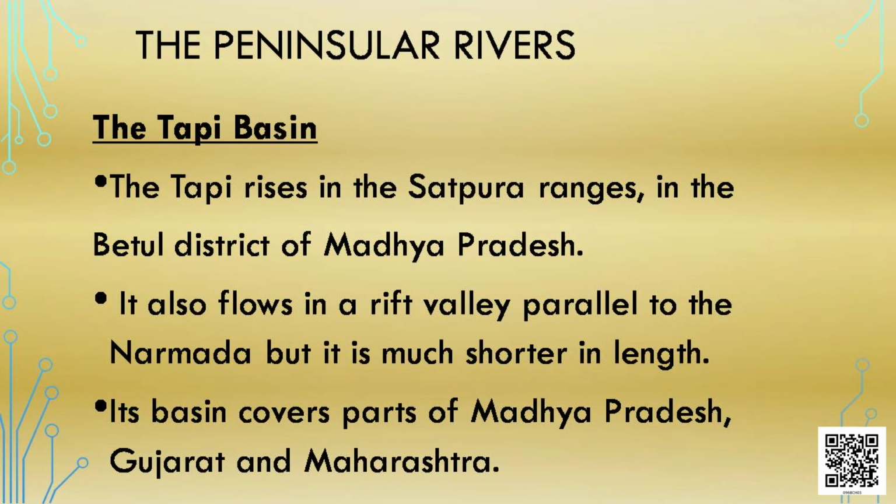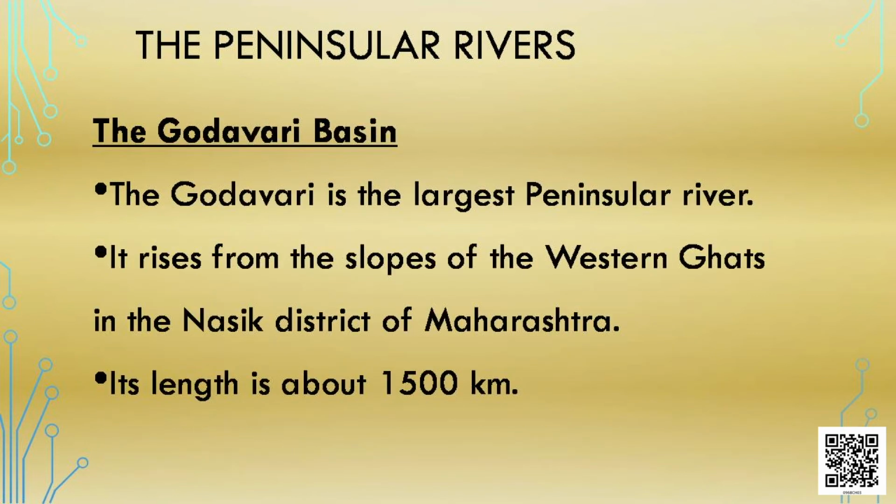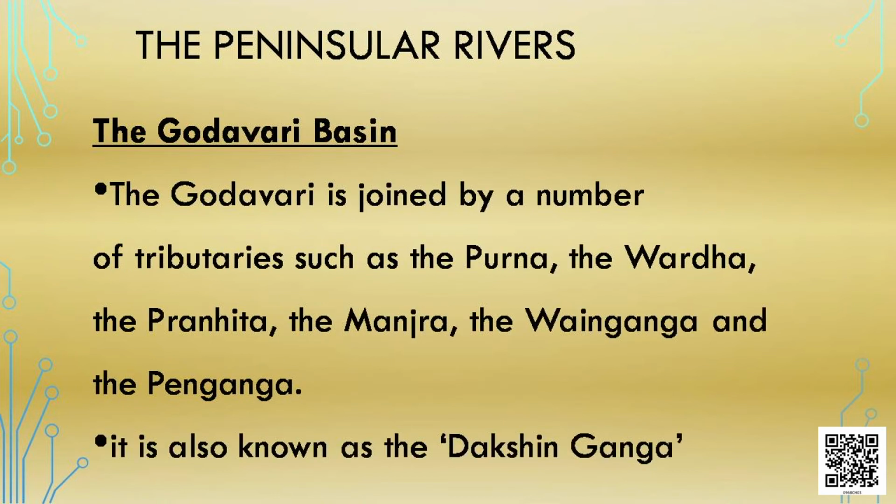Next one is about the Godavari river system. The river originates from Nasik district of Maharashtra. It is the largest peninsular river. Its length is about 1,500 km and this river drains into the Bay of Bengal. Godavari is joined by many tributaries such as Purna, Wardha, Pranhita, Manjra, Wainganga and Penganga. And it is called the Dakshin Ganga, or in English we call it the Ganga of the South.